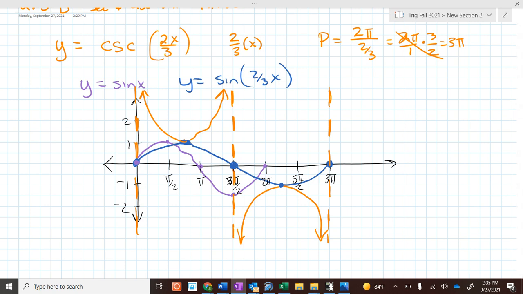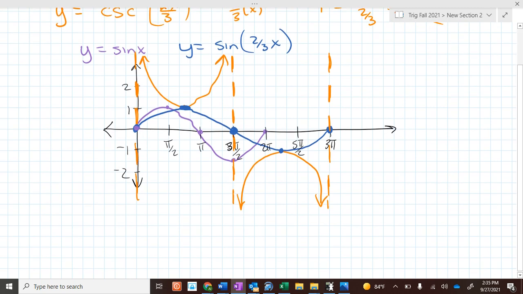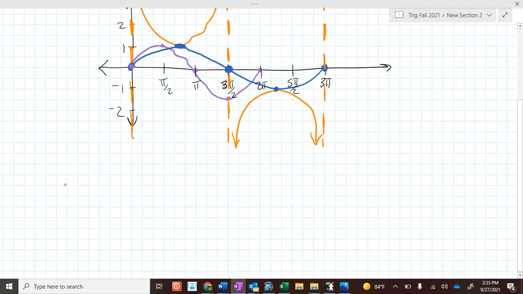Gotta do one more problem. One more example. I can't just give one example. Oh, I'm not going to do that to you, but I will do that to you. All right, so let's do this one.